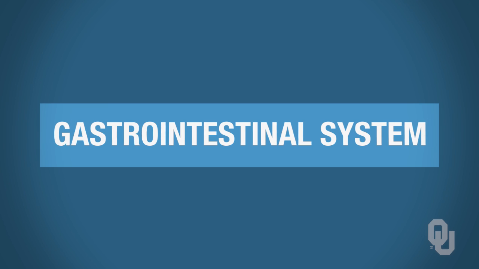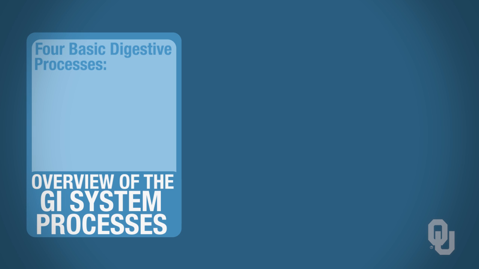So we are now going to be discussing the gastrointestinal system. So there are four basic digestive processes for us to look at. We'll be discussing secretion, absorption, digestion, and motility.